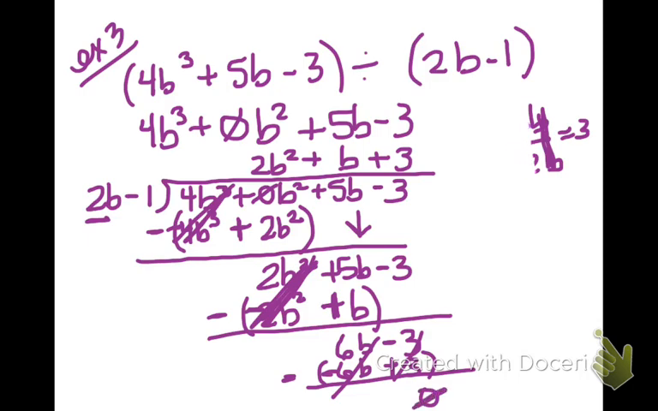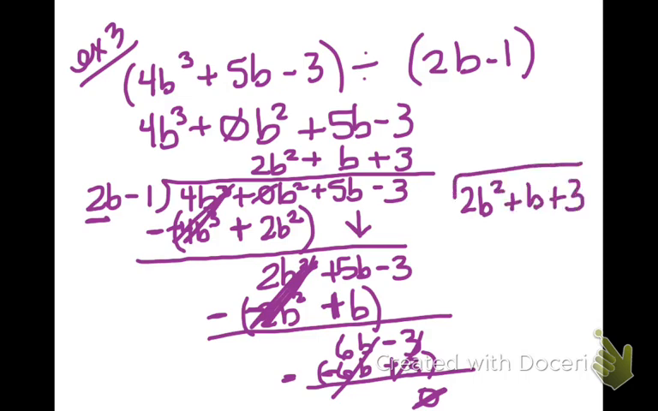So my quotient for this problem is going to be 2b squared plus b plus 3. And you can always check your work, because if I took my quotient and multiplied it by my divisor, the 2b minus 1, I should get the original dividend. And you would find that the coefficient of 0, b squared, would be absent, so it would simplify to this original problem that we started with.